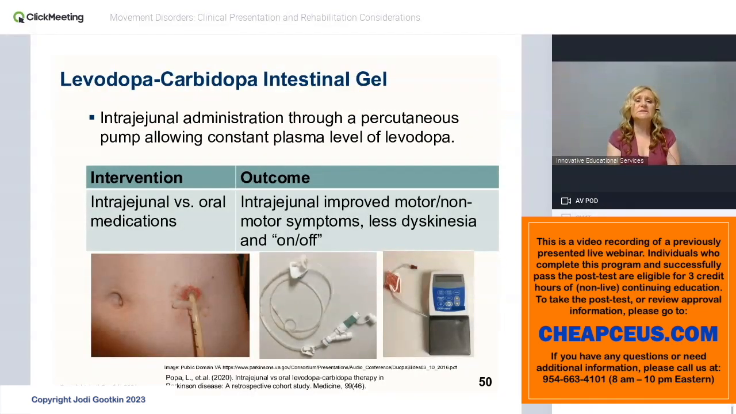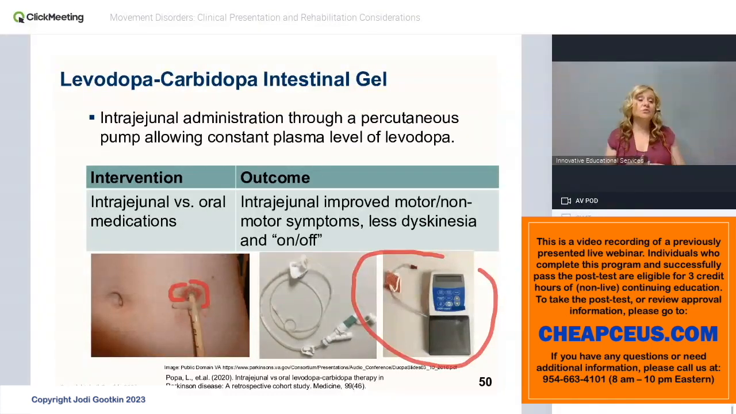Where they have made some advances is to get the medication delivered to the patient in a more consistent way, so there's less fluctuation with those on and off times. There is an intrajejunal pump that is utilized to inject a kind of continuous flow. The individual has a stoma that's inserted here on the left, so we need to do stoma care, make sure that's not getting infected. And then they have on their wrist a little unit that's continually pumping the medication in through that percutaneous pump so that it can deliver a more constant level.